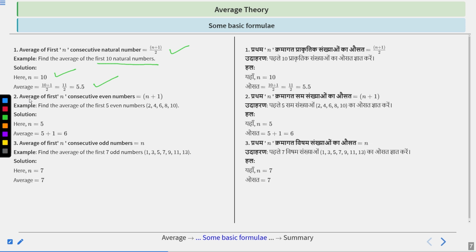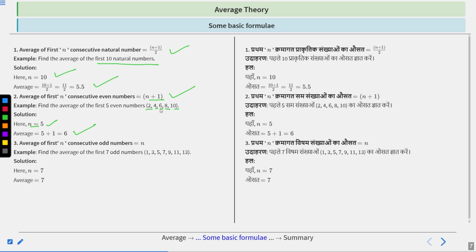Same way, the average of the first n consecutive even numbers. What will be the average? The average will always be n plus 1. For example, find the average of the first 5 even numbers, which are 2, 4, 6, 8 and 10. What will be the solution? n is given as 5, so the average will become n plus 1. So the average is 6. Clear?